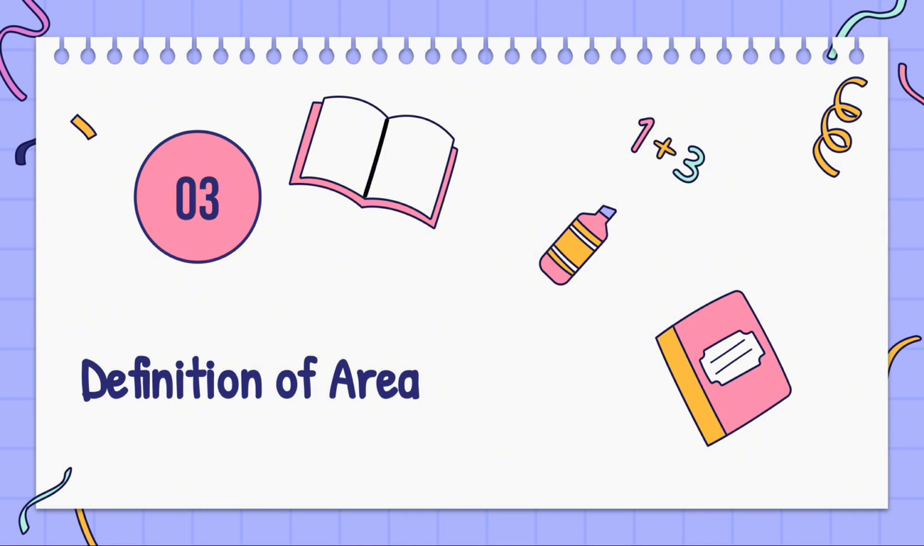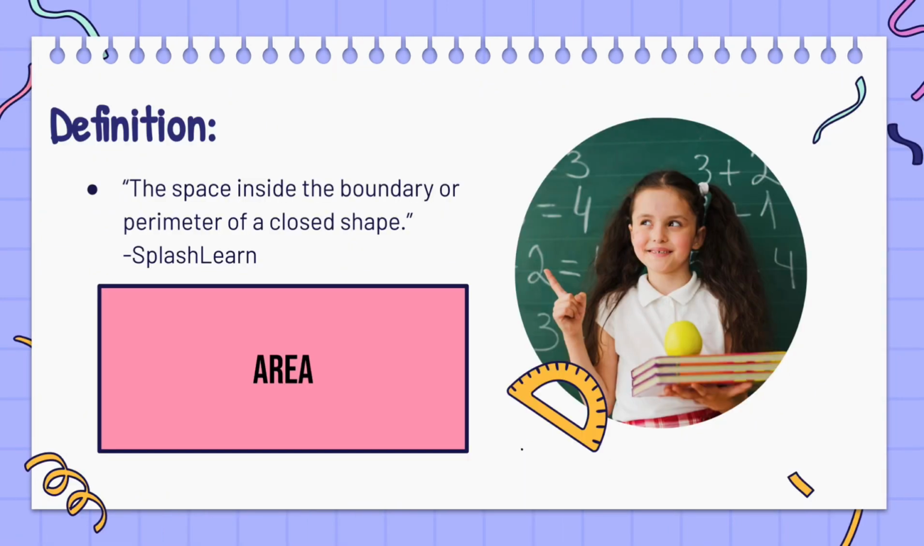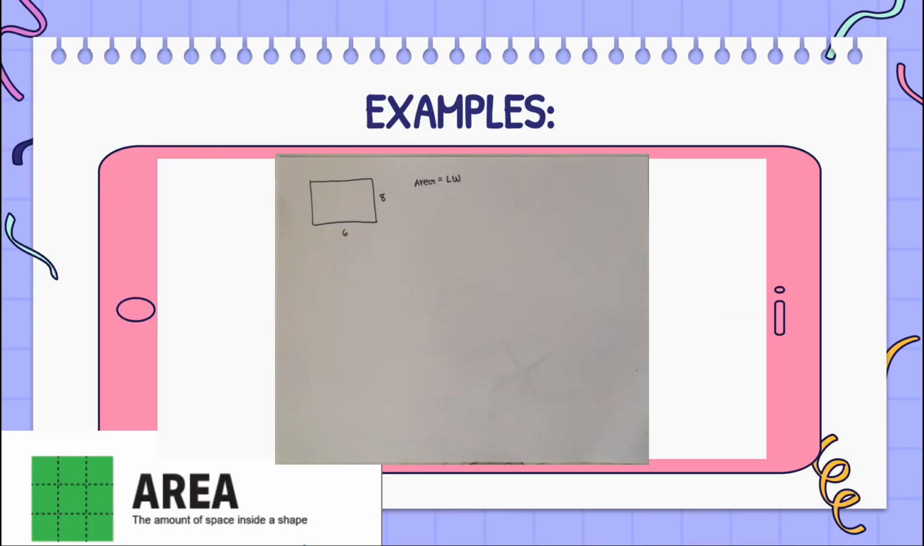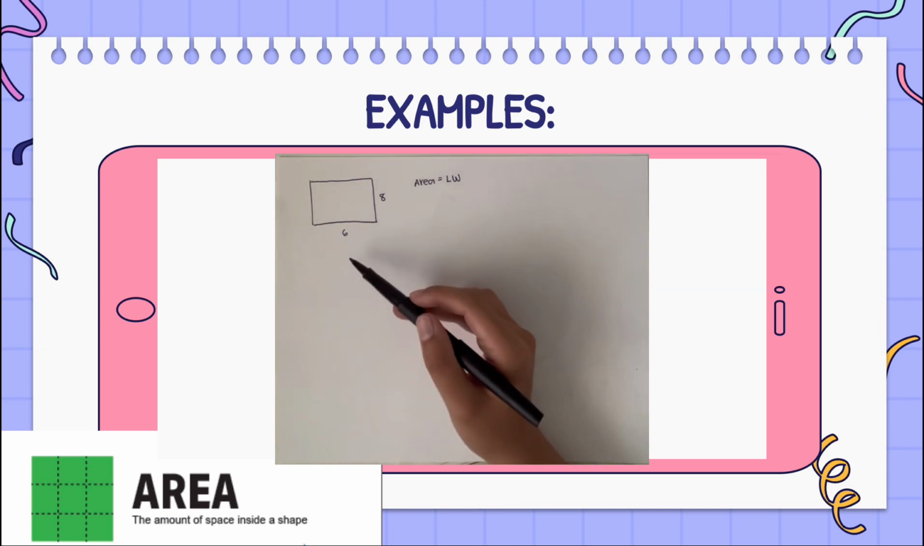Next up, I'll be talking about the definition of area. The definition of area is the amount of space within the perimeter of a 2D shape. So now I'm going to be talking about some examples of area. In order to keep things simple, I decided to first start our example with a rectangle, and for the length and width, I put 8 and 6.